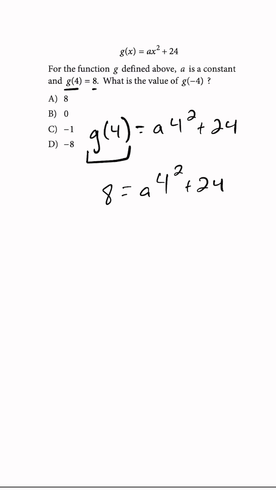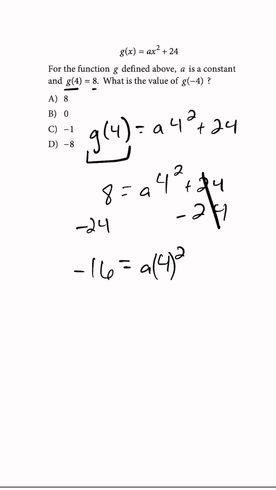The first thing we're going to do is get rid of this plus 24 by subtracting 24 on both sides. The right side will cancel and leave us with 8 minus 24, which is negative 16. On the other side, we still just have our a times 4 squared. I'm going to put this 4 in parentheses to make it a little easier to read. Now let's apply this square to the 4. So we can simplify this to negative 16 is equal to a times 16.